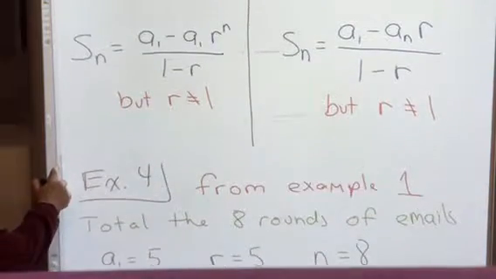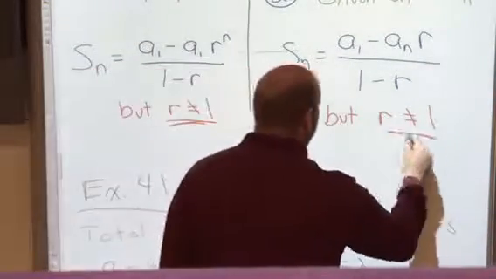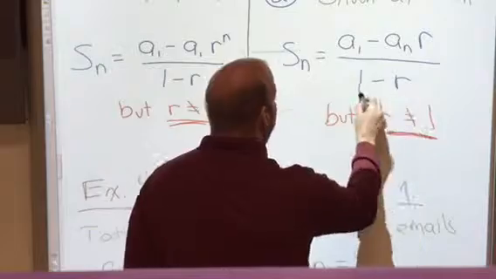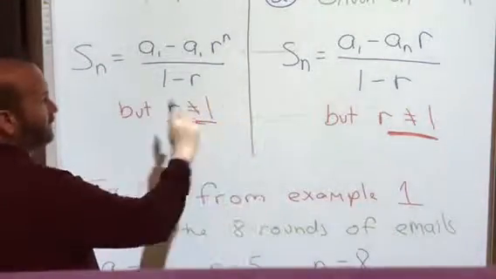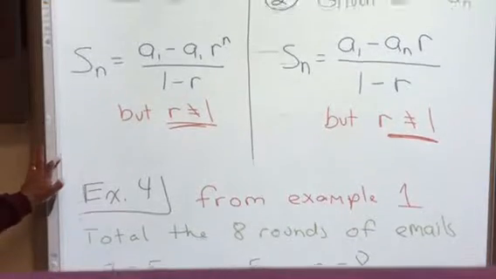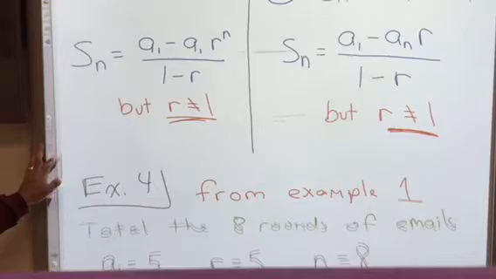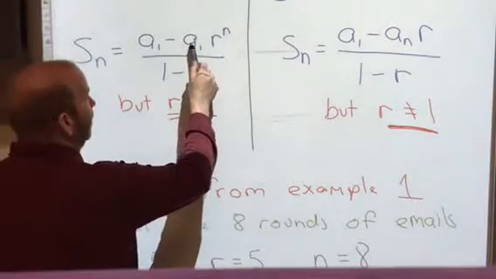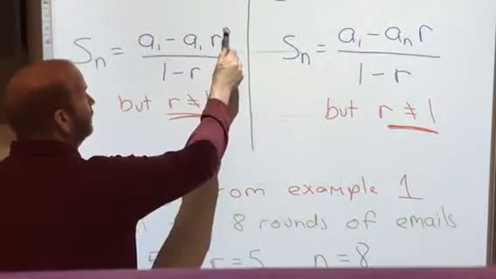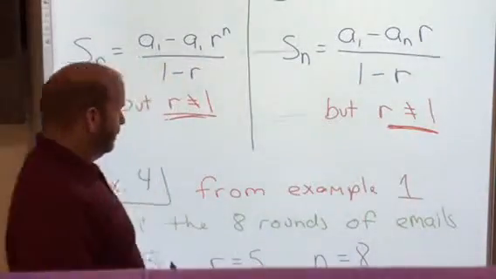So you have 2 formulas there. Both of them have a stipulation that r cannot equal 1, because that would cause the denominator, which is the same in both, to be 0, and you cannot have a denominator of 0. The difference in the formulas is a sub 1 times r to the nth, versus a sub n times r.